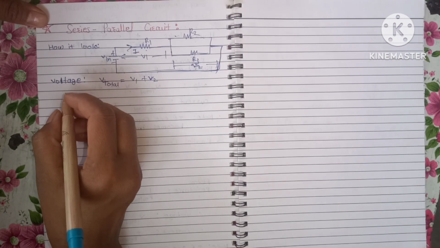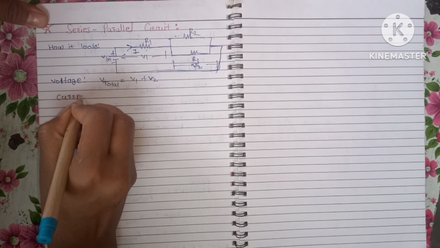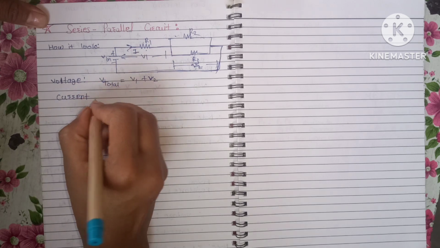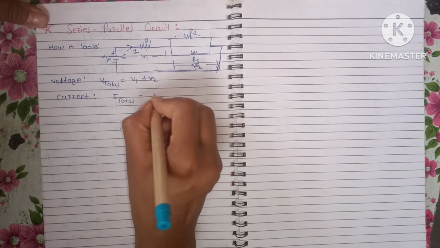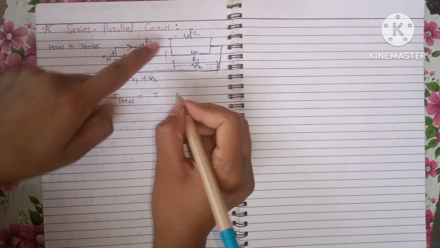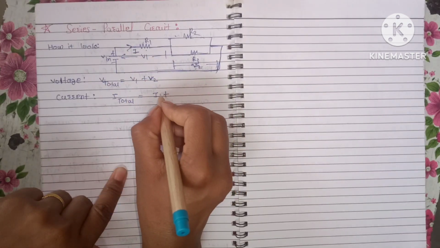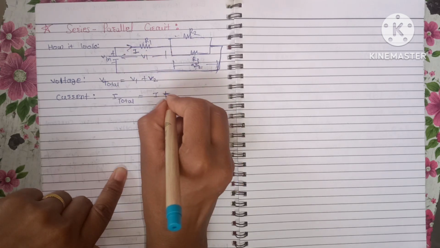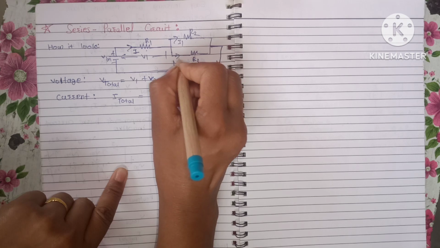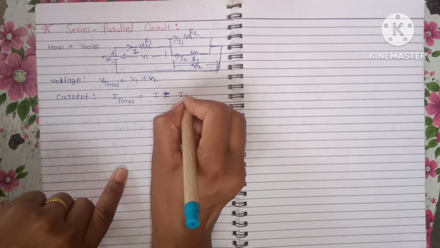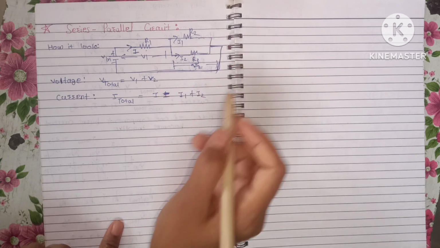Then the current. I total is equal to I. Here I is the same, so I take this as I1 and this as I2. So I total is I1 plus I2, the current flowing through R2 and the current flowing through R3.